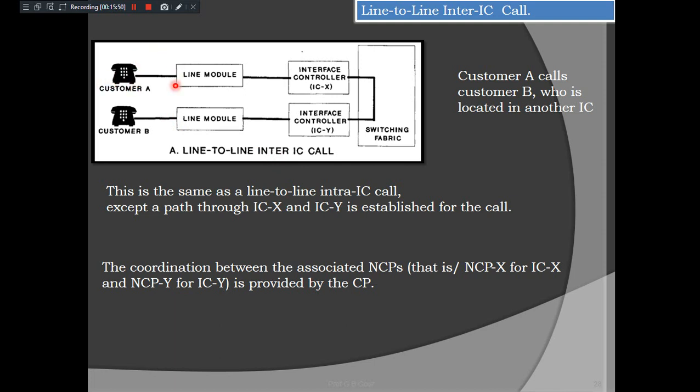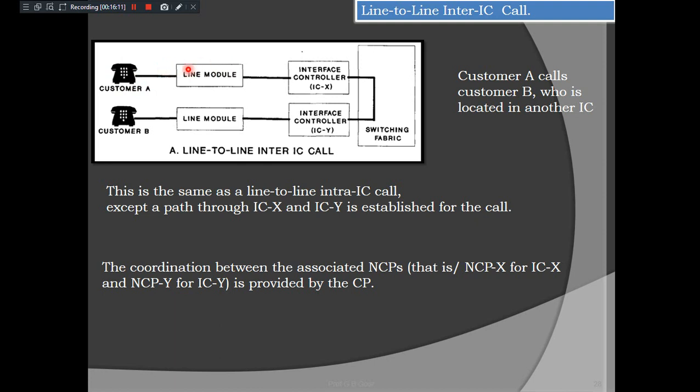Customer A wants to make a call request. We will go off hook, and so we will put up the handset. The moment you put up the handset, the current which was flowing will stop, and the line module will come to know that A wants to make a call request.